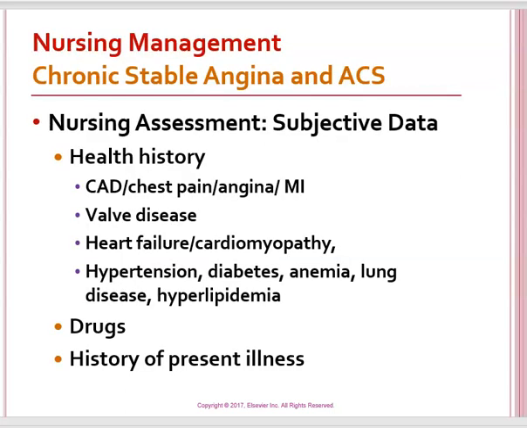Okay, here are your assessments. Do they have these histories of coronary artery disease, angina? Have they had a previous MI? Is there a family history of this? Do they have any valve disease? Are they in heart failure? Do they have a history of hypertension? Are they diabetic? Are they profoundly and chronically anemic? Do they have any lung disease? You remember the relationship between the heart and the lung? And do they have elevated lipids?